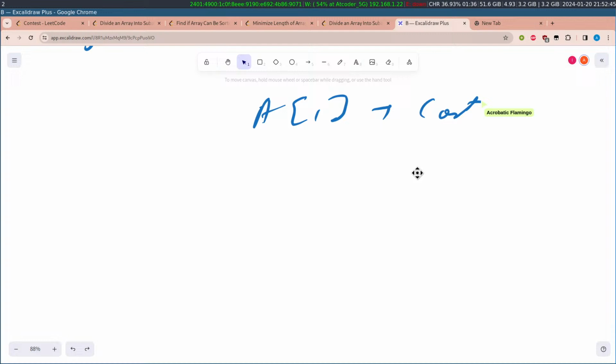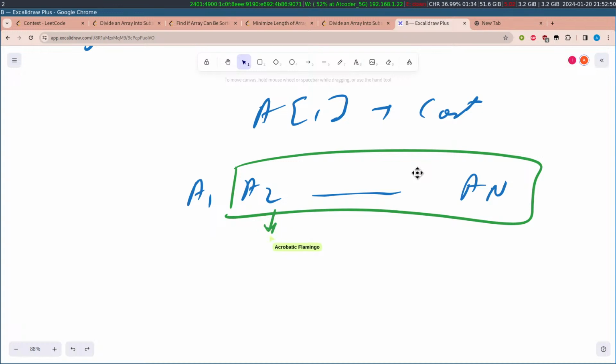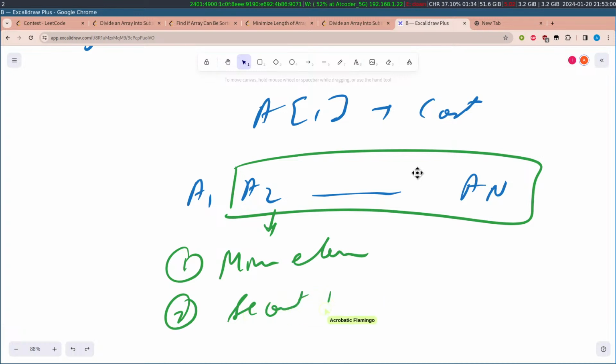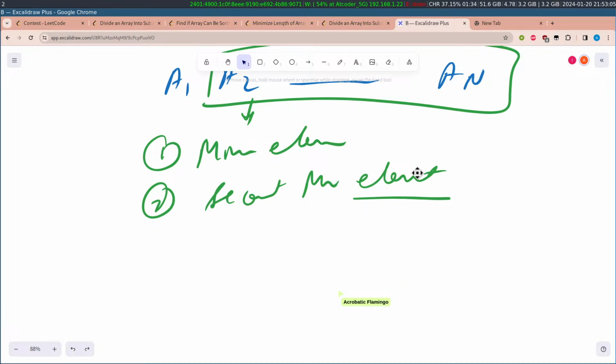So what you can do is, in A1, A2 until AN, find the minimum element and second minimum element. And I claim that using this greedy, we can just return A1 plus minimum plus second minimum.